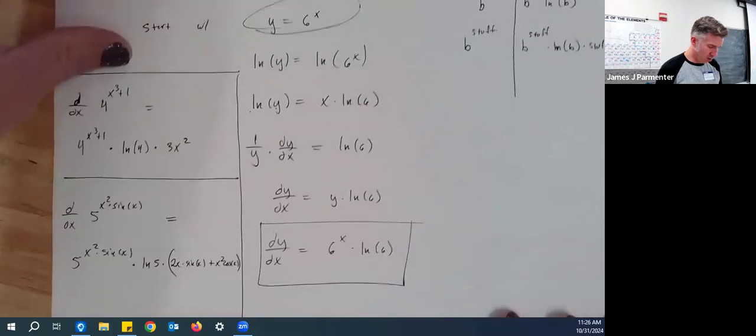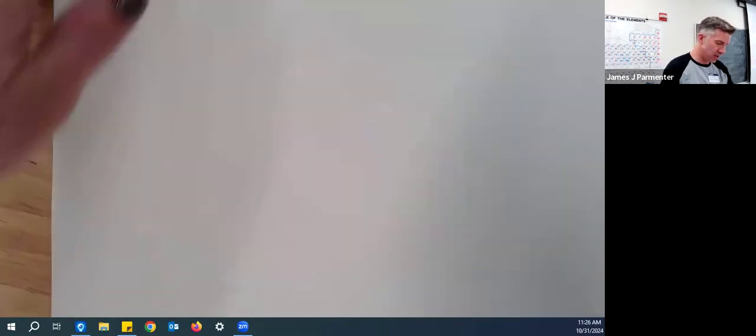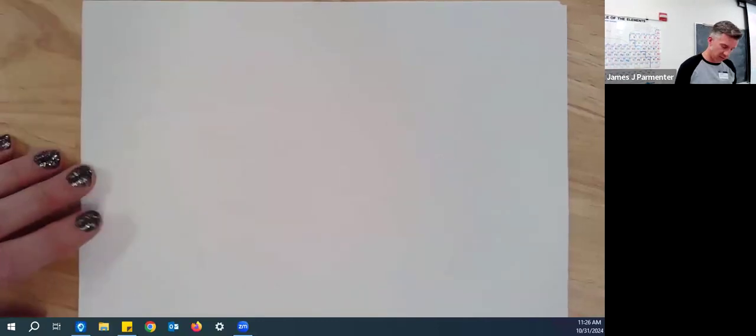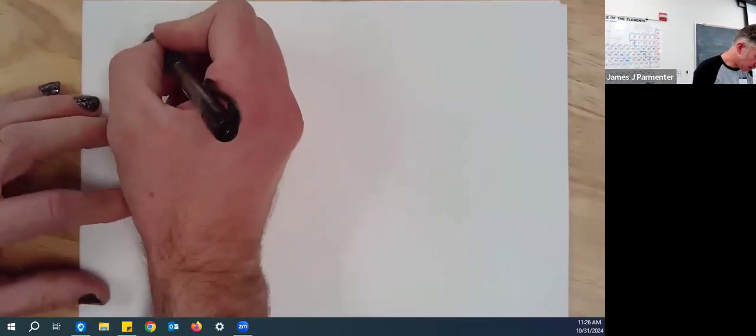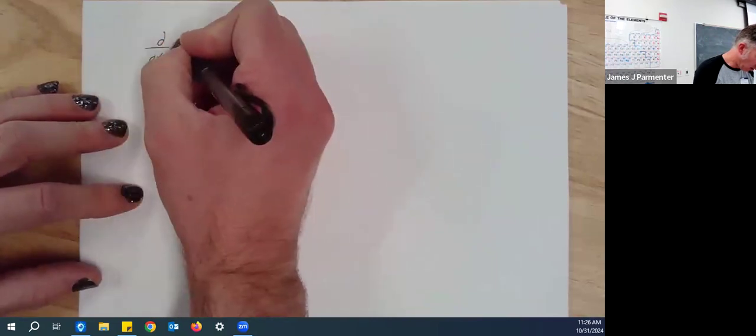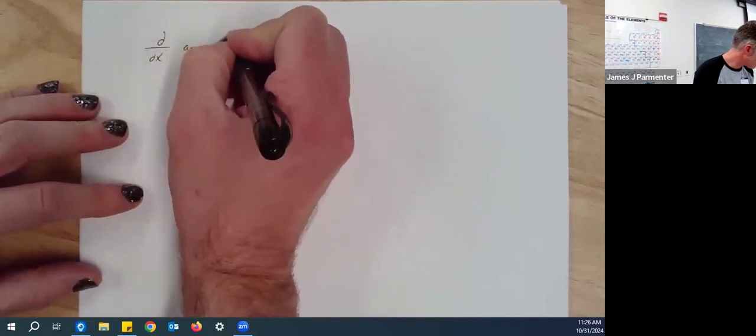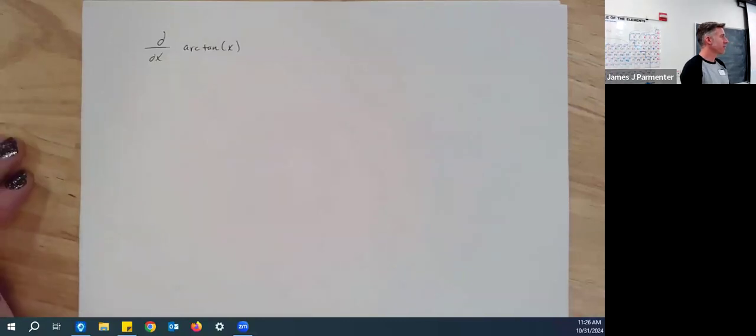Cool. One more implicit thing, because you guys mentioned it. We also do this kind of thing for finding the derivative of the inverse trig functions. So for example, the one I know you're supposed to have learned at some point in this class is the derivative of the arc tangent of x. So here's how we're going to do this. So we don't have a ton of time, but arc tangent of x, or the inverse tangent of x, is the function that's undoing the tangent function.